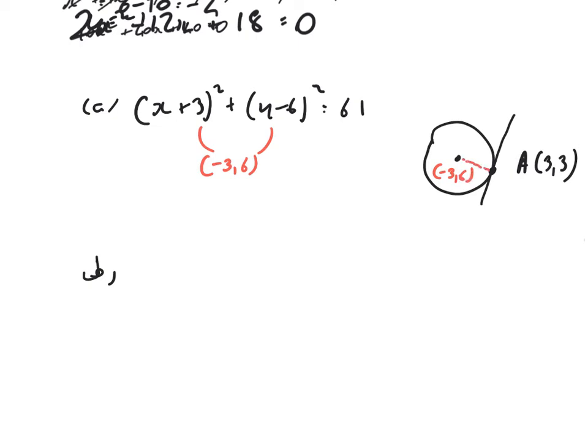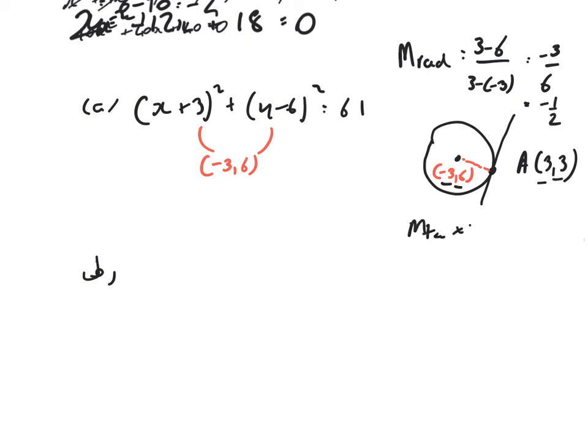I can now find m_rad, so the gradient of the radius then will be (3 − 6)/(3 − (−3)). That's −3 over 6, which is −1/2. m_tan × m_rad = −1. So m_tan, flip and invert, will be positive 2. Okay, so we've got the point that lies on the tangent, and we've got the gradient of the tangent.